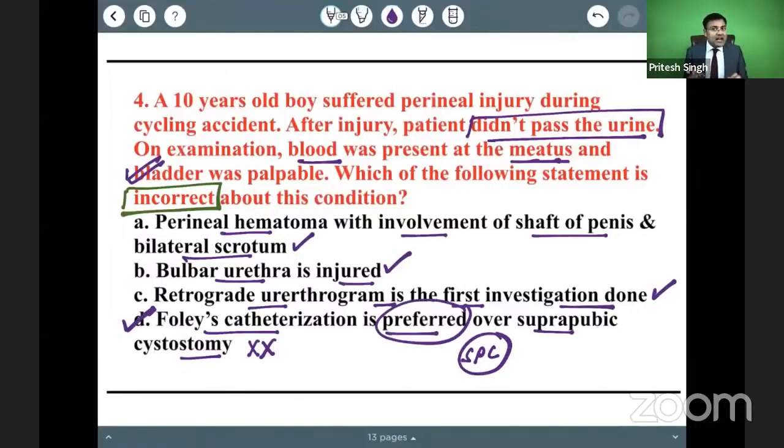SPC is the gold standard treatment for urinary diversion. Foley's catheterization is not preferred. Clear? So I request Dr. Rajesh Kaushal to continue. Sir, please continue.